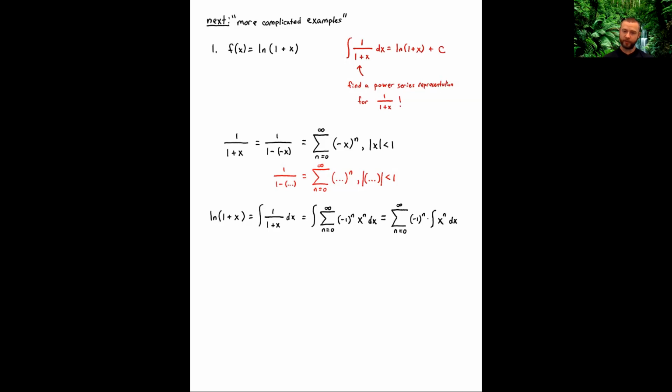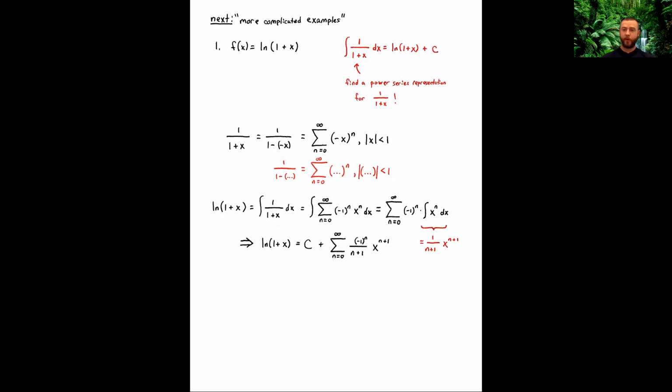All right, so all we're doing at the very end there is we're bringing the integral within the summation and then integrating the power of x, integrating x to the n, which only requires the basic power rule for antiderivatives. Add 1 to the exponent, divide by the new exponent.